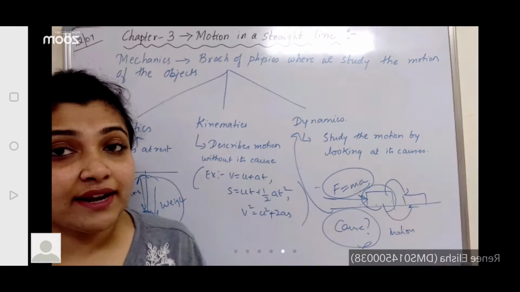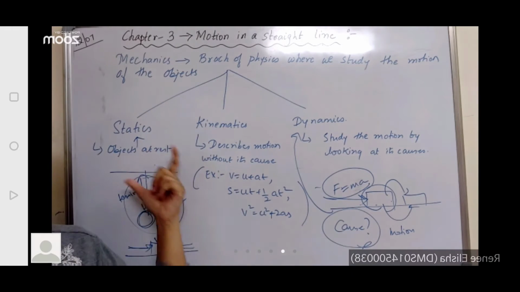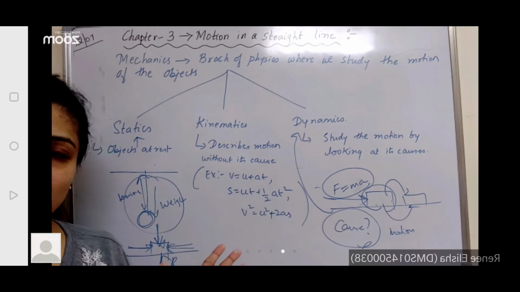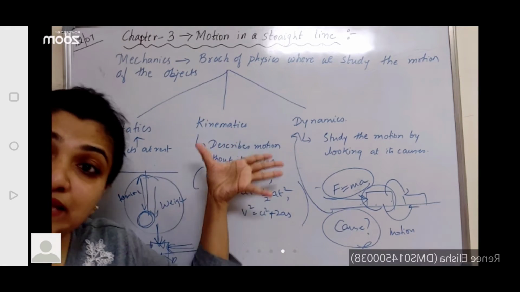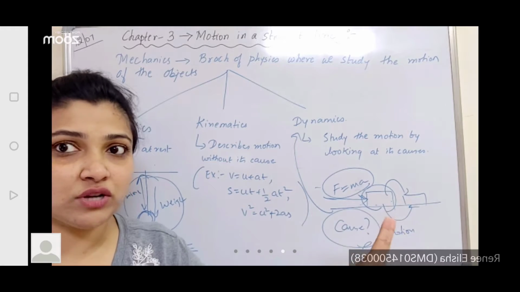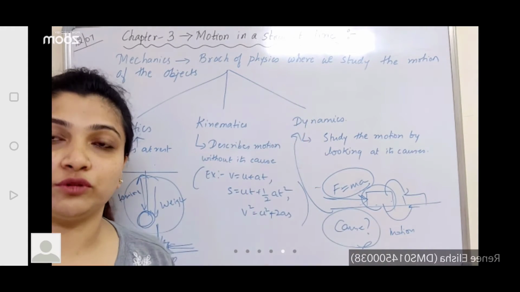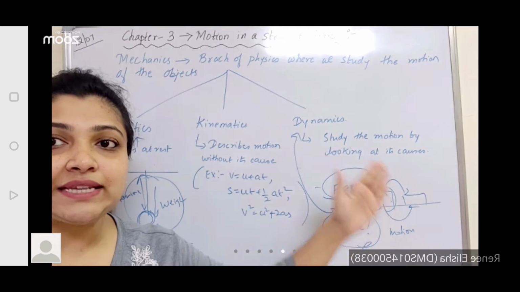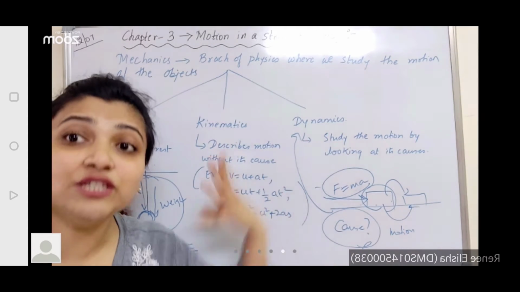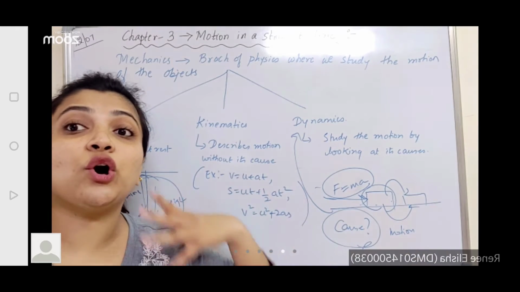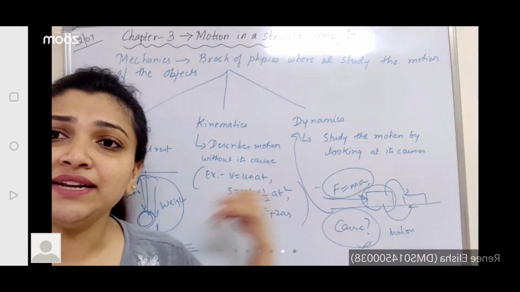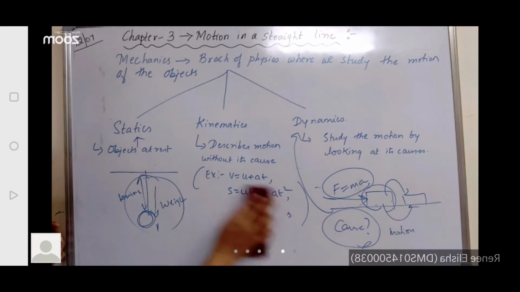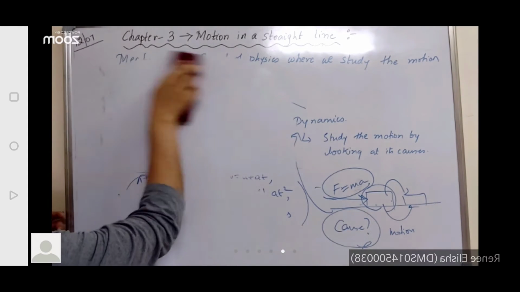Okay, so again I repeat, in mechanics we have three branches. Statics, which completely deals with the objects which are at rest. Then kinematics is nothing but it describes motion without explaining its causes. That is, directly we apply equations of motion. Now the third branch in mechanics is dynamics, which deals with why this motion is caused. So what are the causes behind a motion? That is studied in dynamics. Okay, so with this brief introduction, we will study this chapter, motion in a straight line.